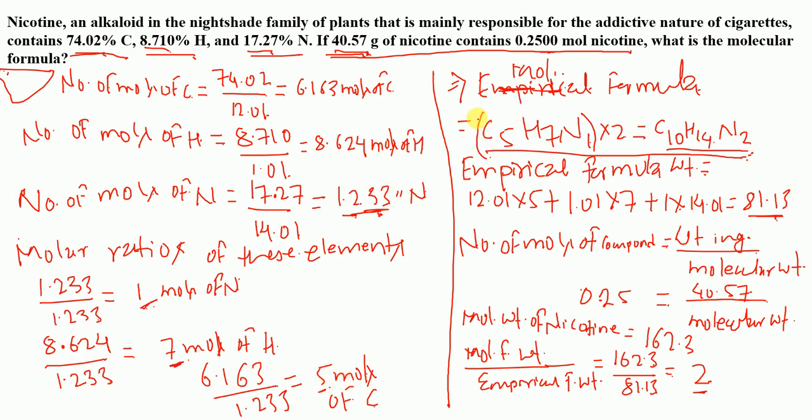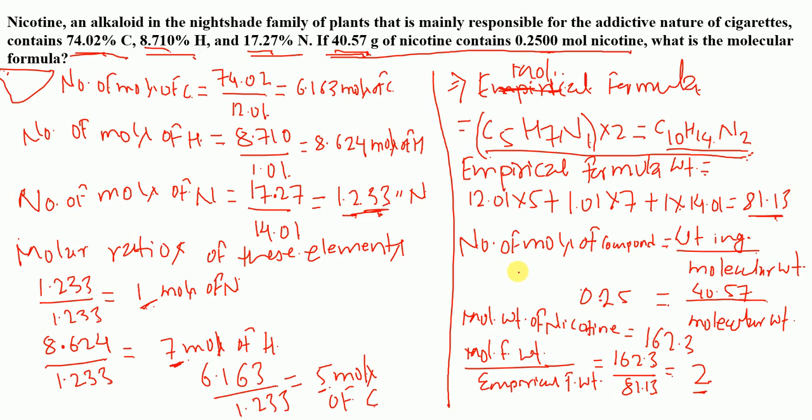Sorry, this one is 6.99 something, and this is exactly 5. Then we determined the empirical formula, C5H7N. Afterwards, we calculated the empirical formula weight by multiplying the atomic mass by the number of atoms, and we got 81.13. Finally, we need to know the molecular formula weight of nicotine to determine the molecular formula.